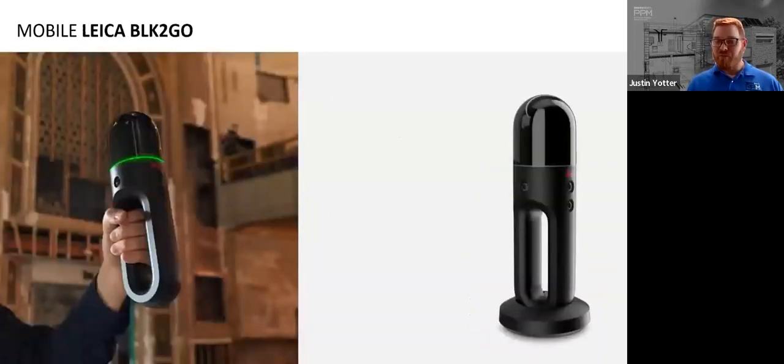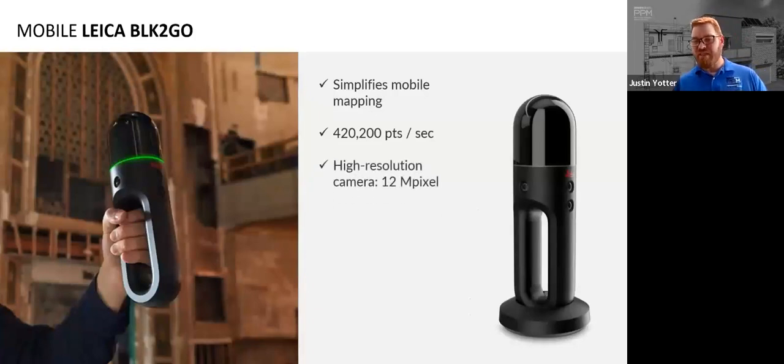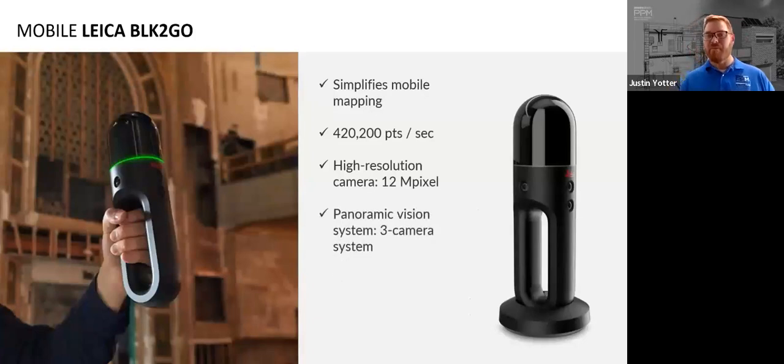This is the newer model from Leica, the BLK Go. Between this and the scanner we looked at previously, there are some pros and some cons. For example, this produces a much more photorealistic point cloud, but the level of precision is less finite. In the next slide, we'll see a short video of a scan taken with the ZEV Revo.